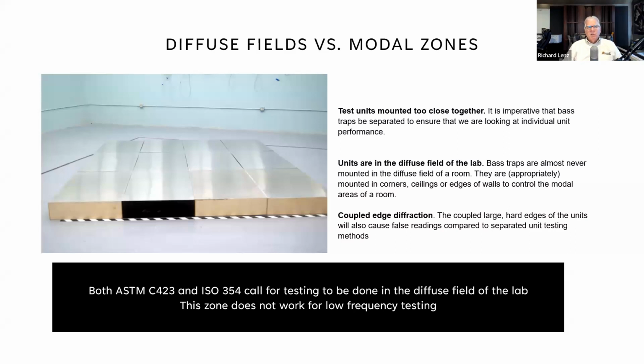And this particular model was, I think, the 8-inch thick model. This is an A mount, a typical A mount test. You can see that they are in the diffuse field of the lab. They're all mounted close together. In this case, I'll say it's too close together, because now we get sympathetic response from these.